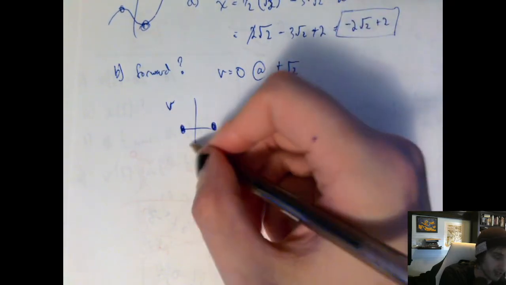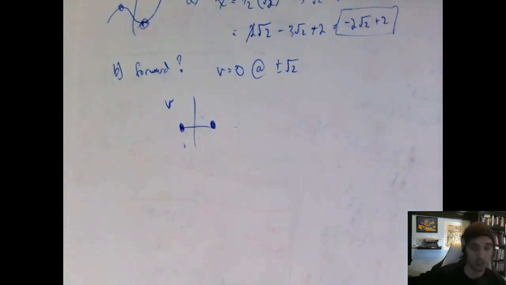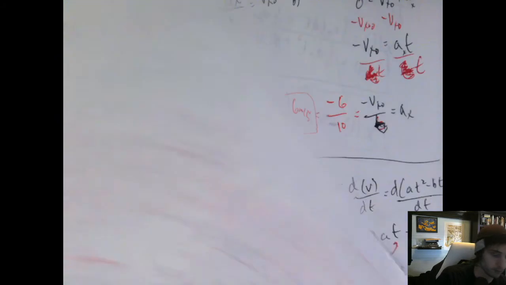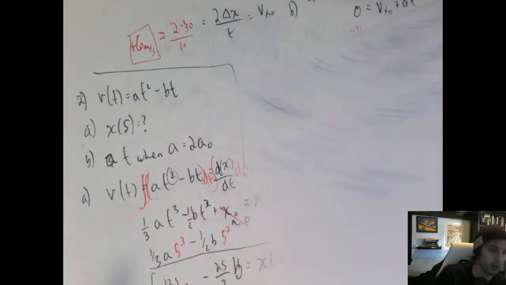What I need to do is find out whether or not it's positive or negative between those 2 points and on either end of those 2 points. So I can just take some numbers and plug them into the velocity equation. The velocity equation was right here, 3/2 t squared minus 3.